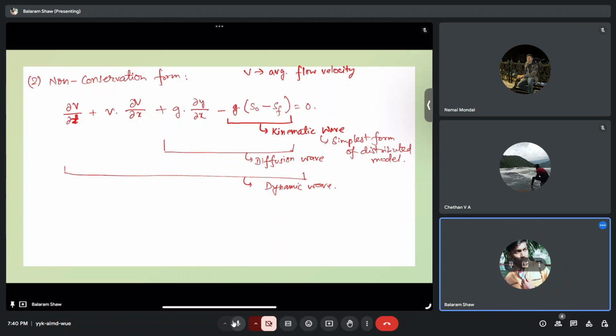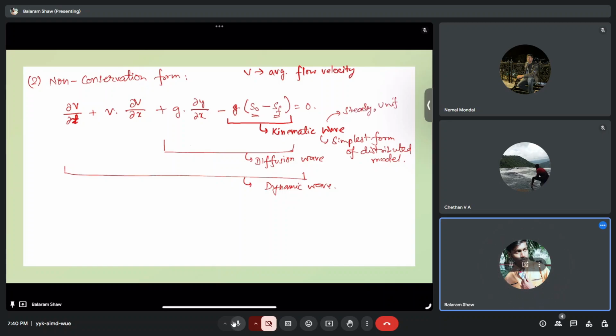Okay, so in the wave equation, you consider the kinematic wave, which governs the flow when inertial and pressure forces are not important. Only the friction term and the gravitation term are considered. And whereas S naught and SF are equal, balanced, right? And hence it is applicable for steady uniform flow.